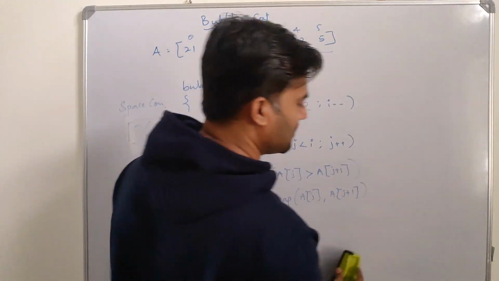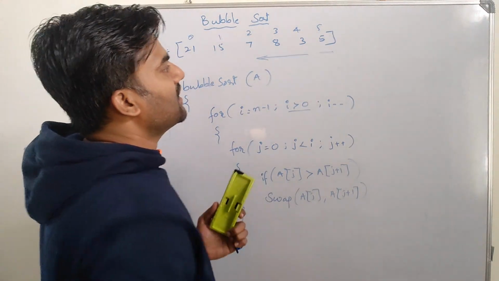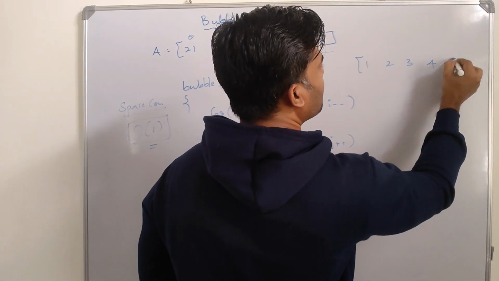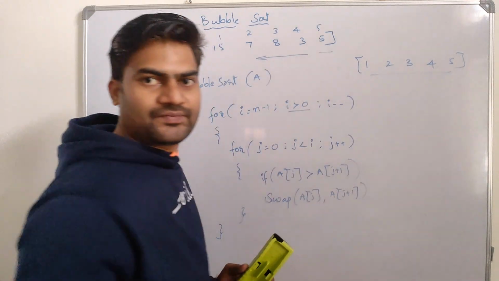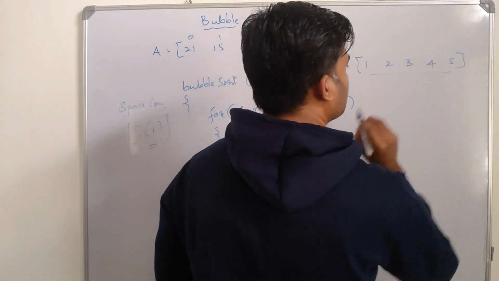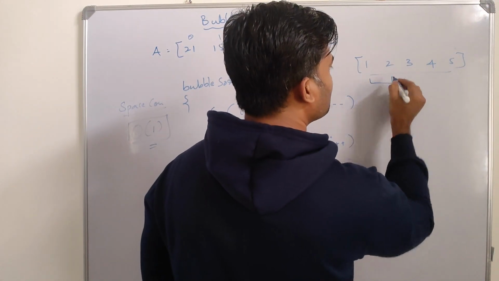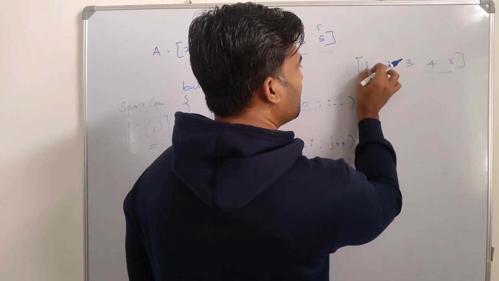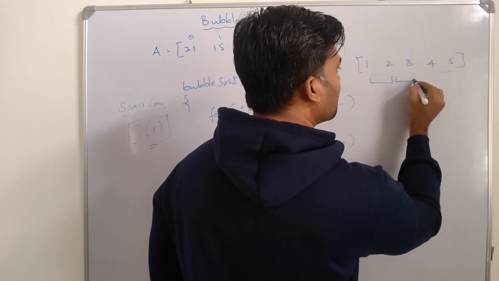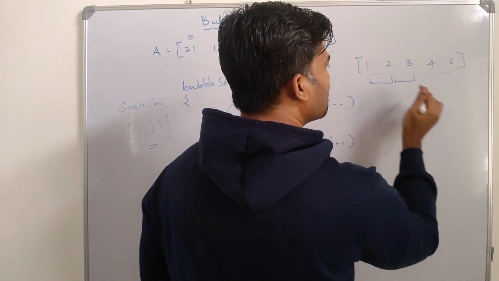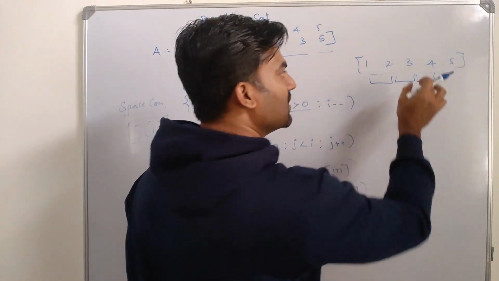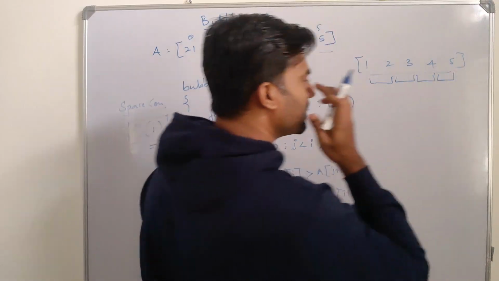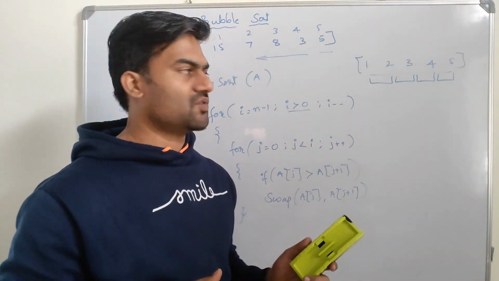Let us assume the array is already sorted: 1, 2, 3, 4, 5, something like this. Let us try to push the elements, compare these two. This element is smaller than the next element. Now compare these two. This element is less than this element, we don't do any swapping. This element is less than the next element, so we don't do any swapping.